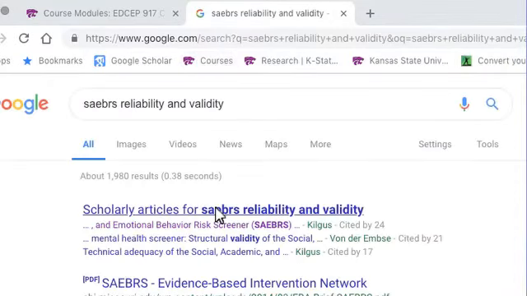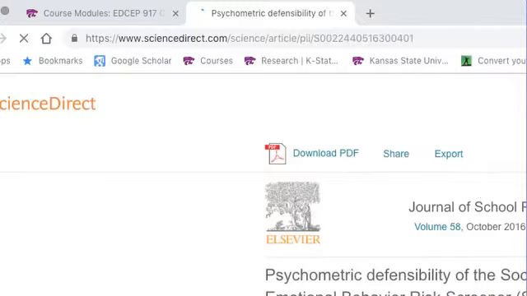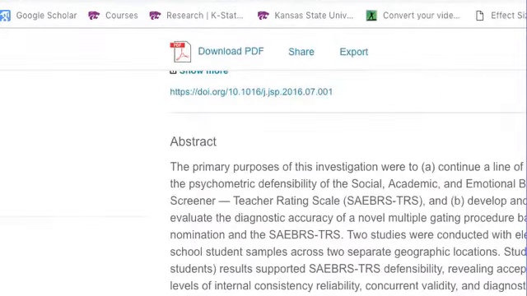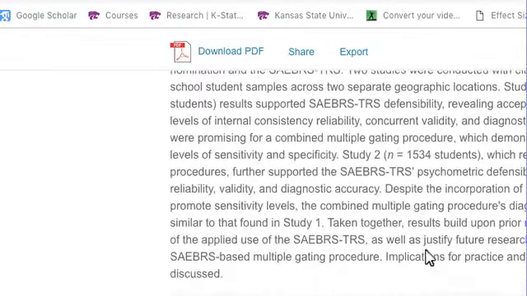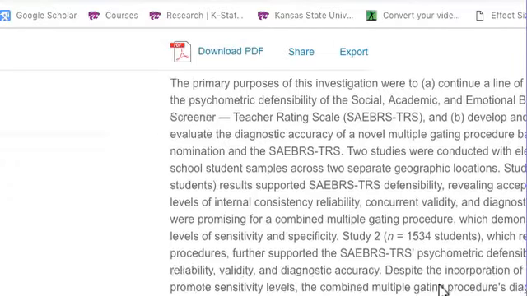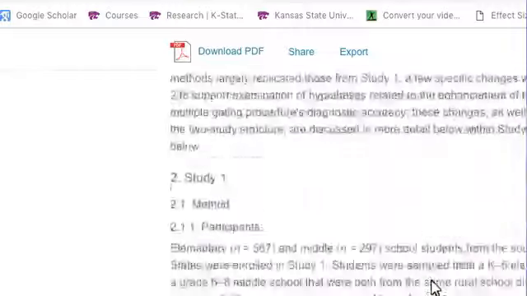So I'd be looking for scholarly articles that discuss the psychometric properties of the SABRS, and then we would scroll down. We would determine whether or not this study found it to be reliable and valid, and we would use this study as a citation for it being reliable and valid, and we would probably describe the results.